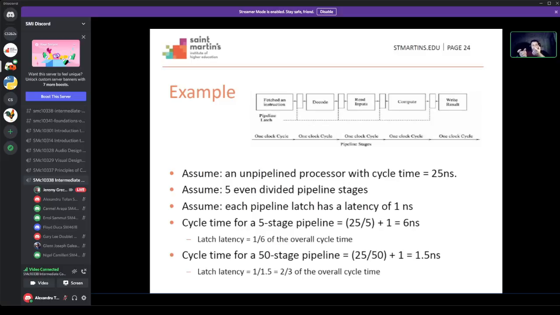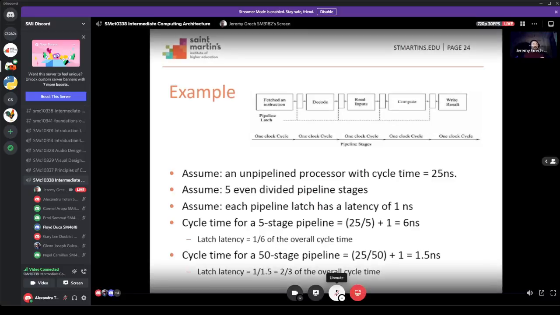If you have a lot of stages within your pipeline, but your latency time remains the same, then even though your clock cycle is shorter, the amount of time used within your clock cycle that is latency is going to be far more present than if you had fewer stages within your pipeline. Does that make sense? Because it adds up over time.